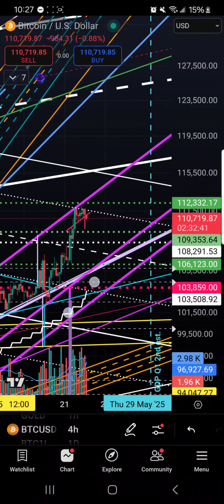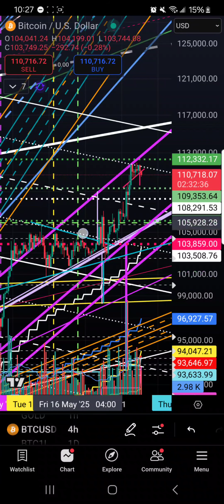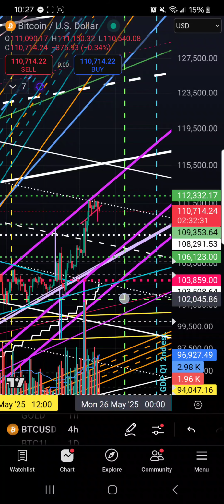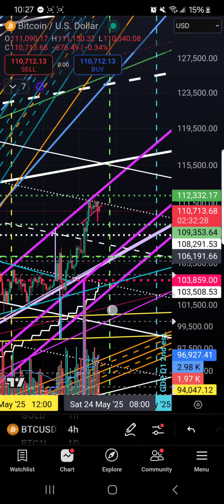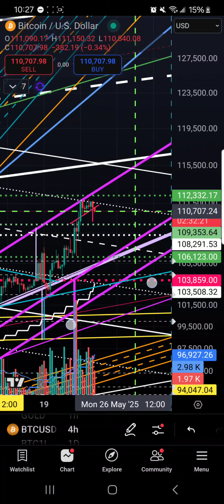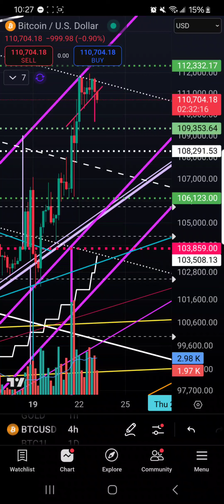So now, at least, since we do seem to be following up here between these two fuchsia colored lines, maybe this does just get us back to 106, which is a green horizontal dotted line. And I believe that is a previous, I want to say that's our original daily high.